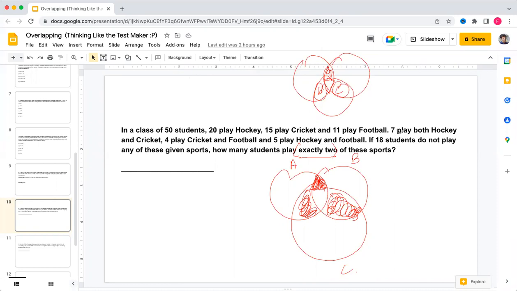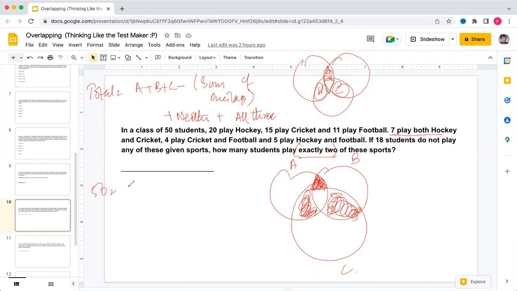And in the question, you are given the total overlap between hockey and cricket, between cricket and football, and between football and hockey. So in that, you will use the formula: total is equal to A plus B plus C minus the sum of all of the overlaps, plus neither, and plus all three, right? So total is 50.